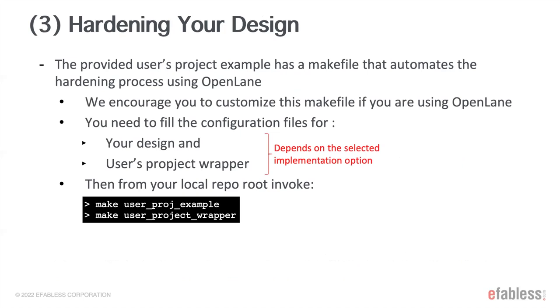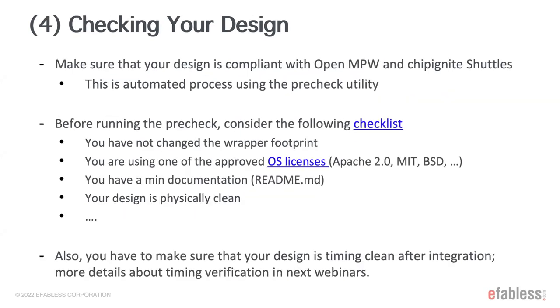Once you are done with the hardening, and again, during hardening, as I mentioned, you need to perform verifications, like gate level netlist functional verification, and then finally timing verification. If you are done with all of these three steps, comes the step of checking your design, which is an essential step before submitting your design to be considered for any of the two shuttle programs. To make things easier, at Efabless we created a utility called precheck, which you can run locally on your machine. Also, it's available on the Efabless platform, and I'm going to show you how you can use it.